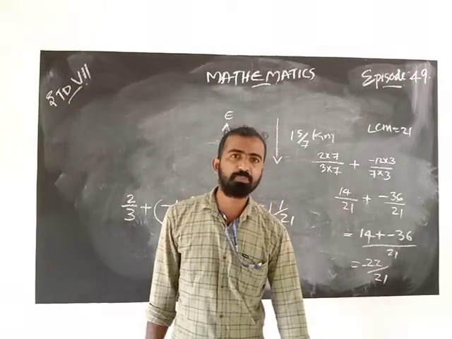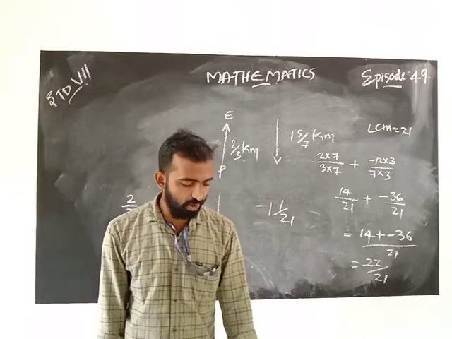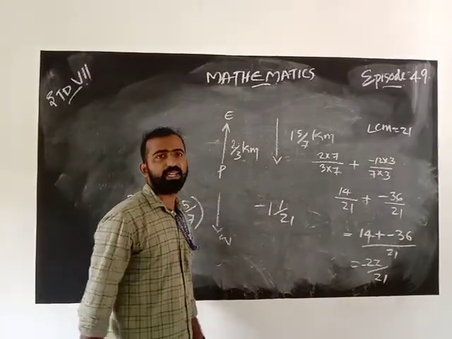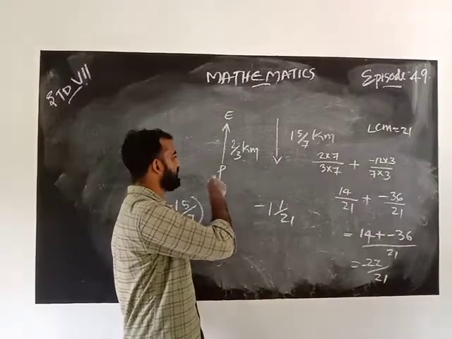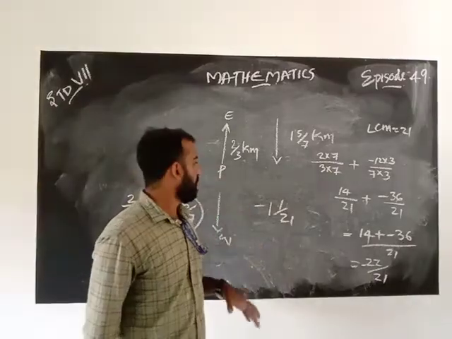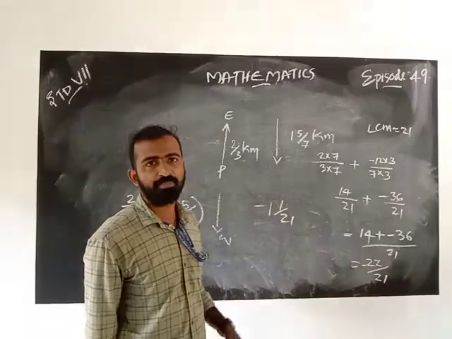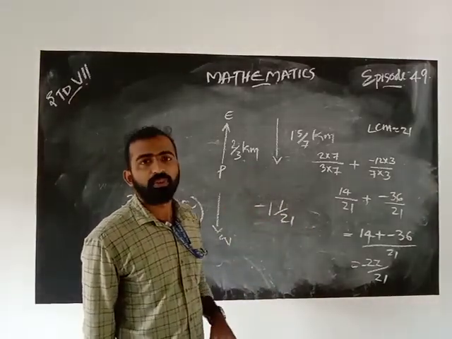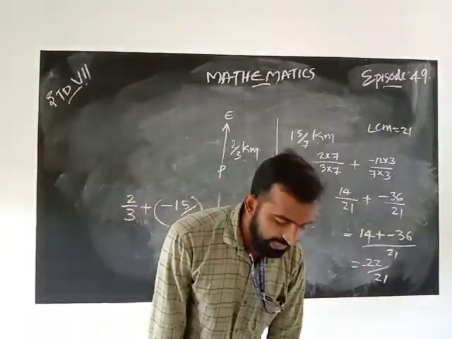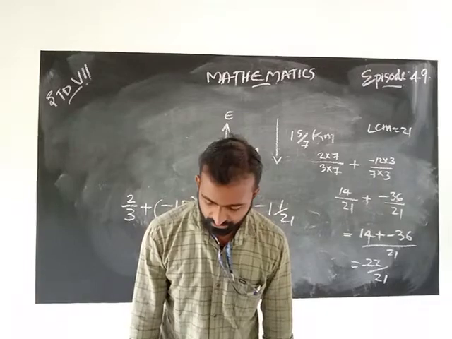Since it is negative, it means Saval is at a distance of 1 and 1 by 21 kilometers towards west of P. This negative sign indicates the direction, that is towards west. So Saval is 1 and 1 by 21 kilometers far from P, and the direction is towards west. Next we are going to discuss the subtraction of rational numbers.